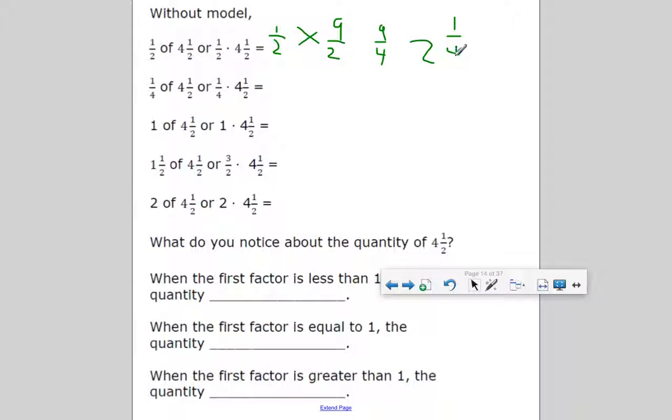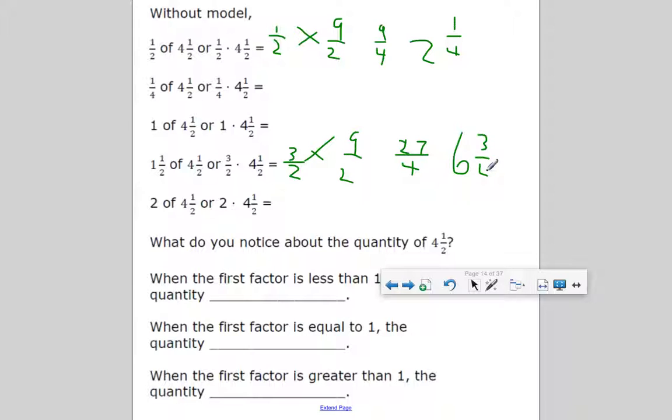Because what's half of 4? 2. And what's half of half? 1/4. 2 and 1/4. And that's less than the original number. Let's look at this example. You have 3/2, and I multiply by 4.5. What is that as an improper fraction? 9/2. So you get 27/4. How many fourths go into 27? 6 whole. That's 24. You have 3 left over, 6 and 3/4.